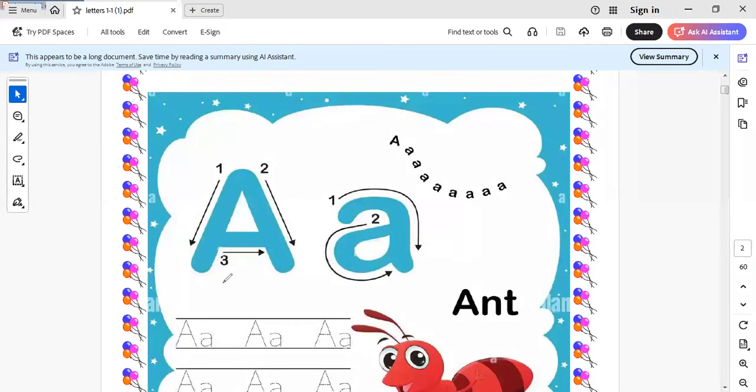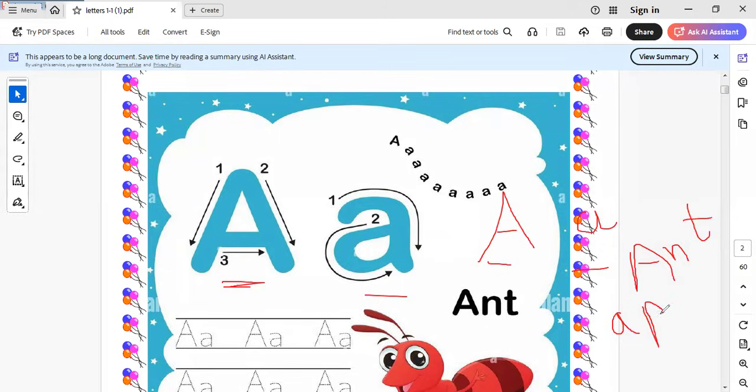Here, this letter is called what? There is capital A and small a. How do I write it? This is capital A and small a, written like this. Here we have to trace this letter, capital A and small a. A for what? A for ant. A for what also? A for apple, written like this. So here we have two words that start with letter A: apple and ant.